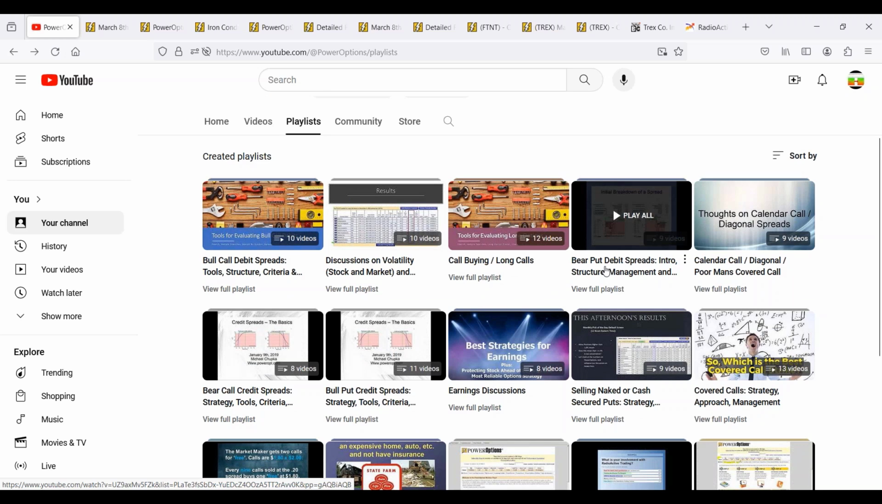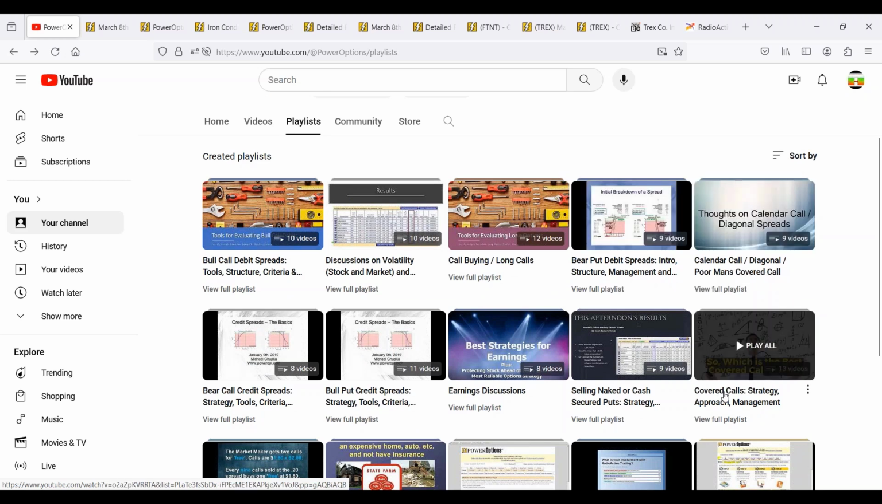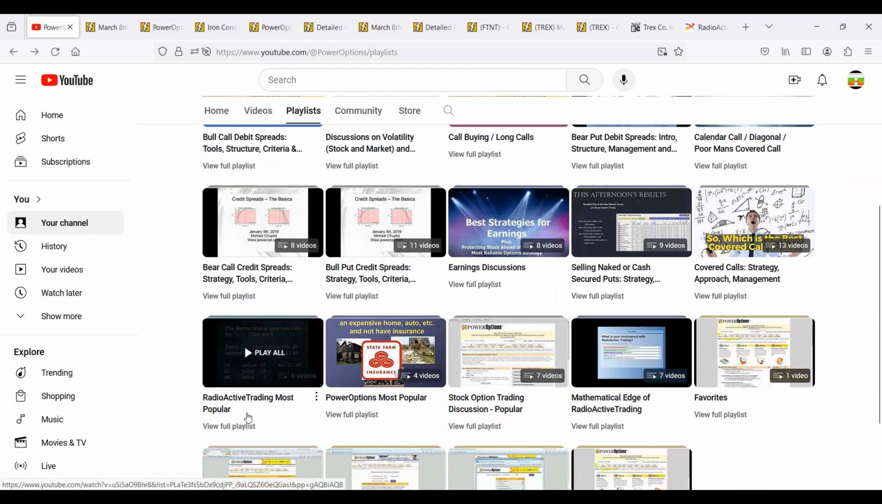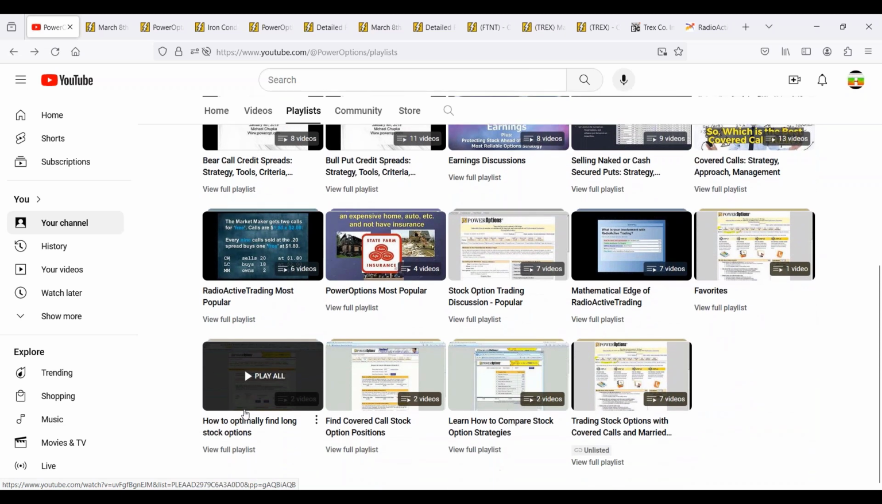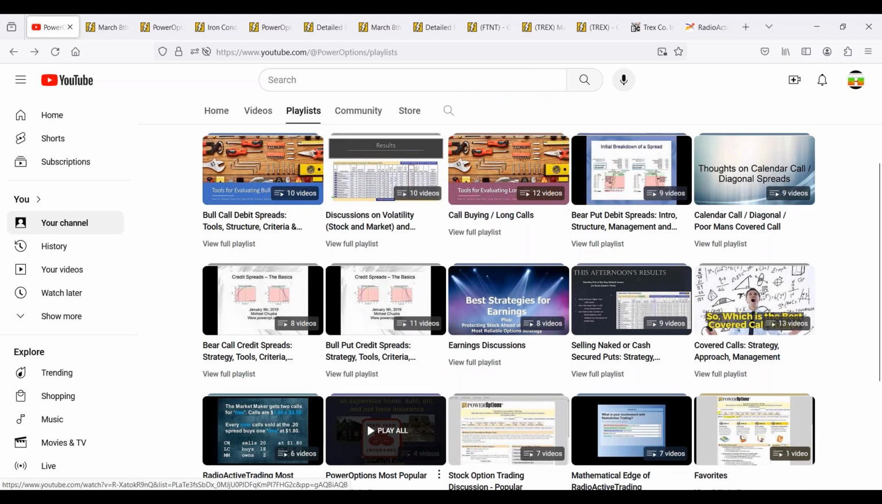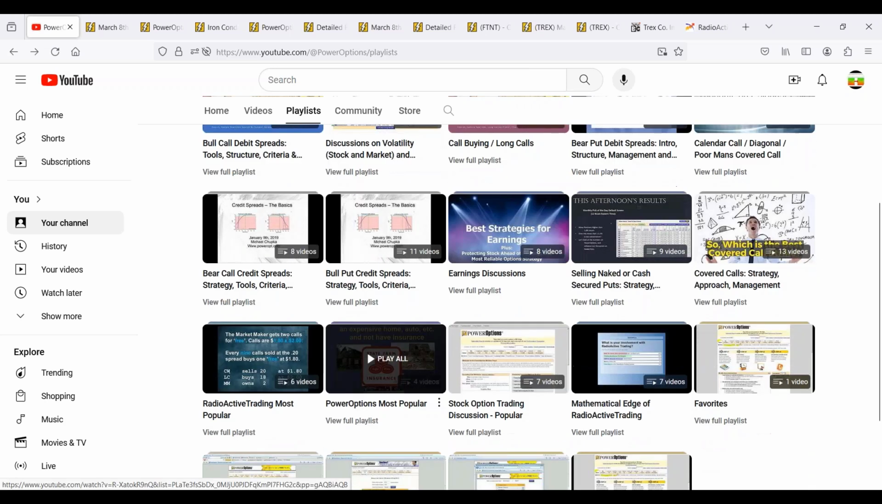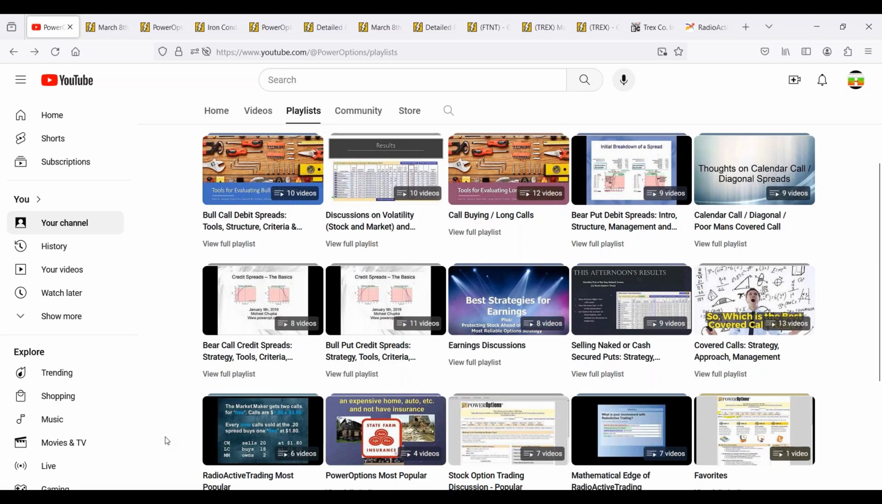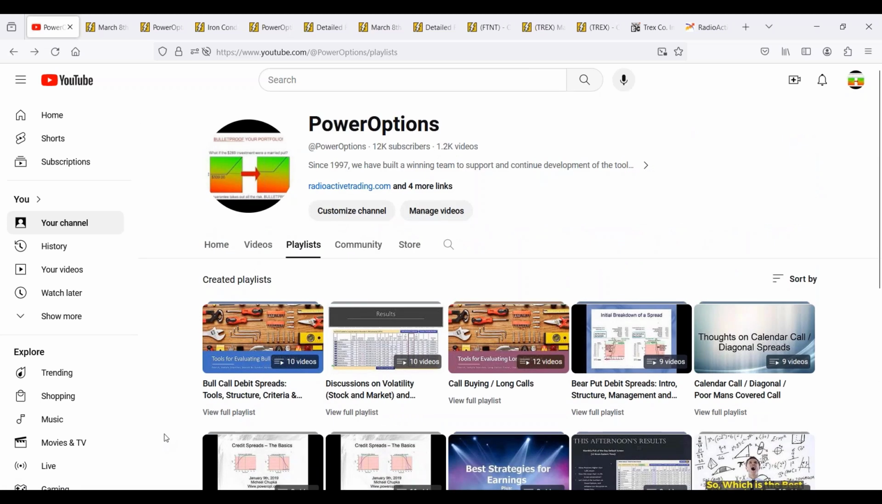Debit spreads, call buying, bear put debit spreads, calendar calls, covered calls, naked puts, earnings discussions, bull put credit spread criteria, bear call credits, radioactive trading concepts. I thought there were some Iron Condor ones down here too. How did I just miss that? I've got to find that. I think I put a playlist together and didn't make it active, because I know I have about 6 or 8 videos that are related to the Iron Condor and I'm not seeing them. I'll take a look at that for you. But in any case, that's a good place to start as the playlist for the discussion on stops and recommended management techniques, Mike, in those strategies.